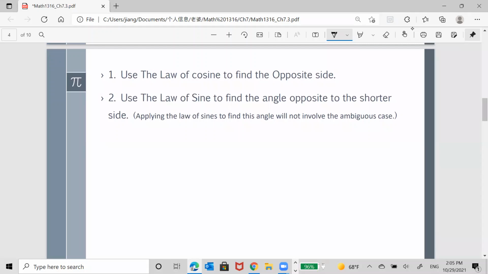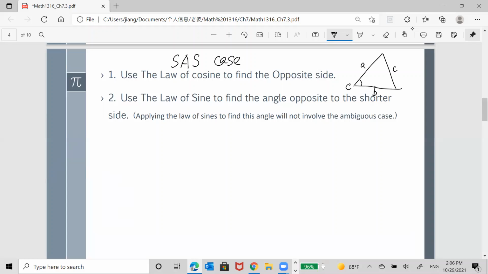So here are two steps for solving the problem, the SAS case. The first step, use the law of cosine, find the opposite side. Yes, of course, because the given information is A and B and the angle C. So we can use the formula to find the lowercase c, the length of C, by the law of cosine.